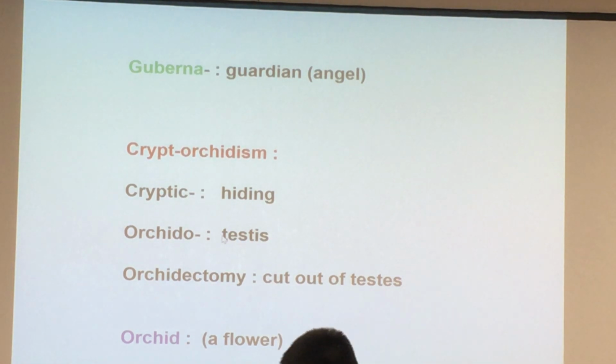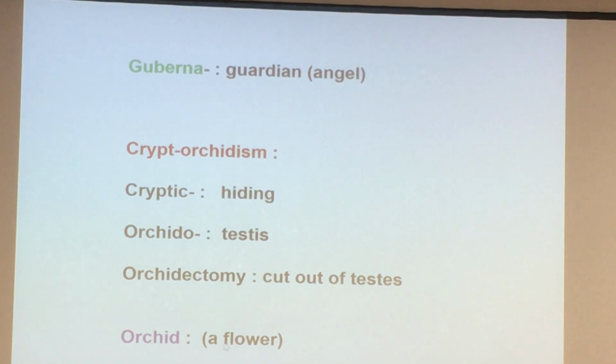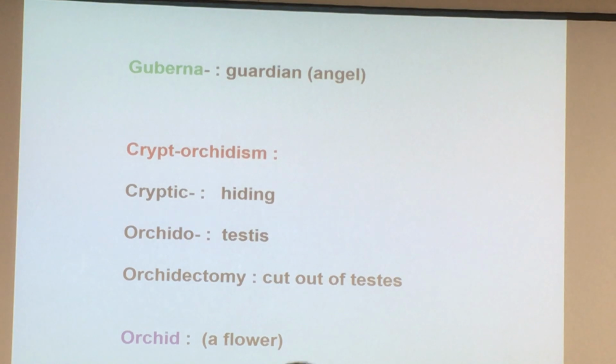Let me give you another example. Orchidectomy means cutting out the testes. But very funny, there is a beautiful flower called orchid. I don't know why they relate orchido with testes. The flower is not the same as the testes, but I don't know why they chose this word. Orchid is a beautiful flower. Orchido is testes.